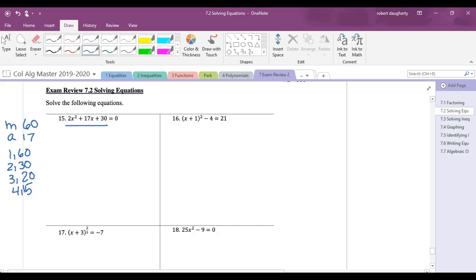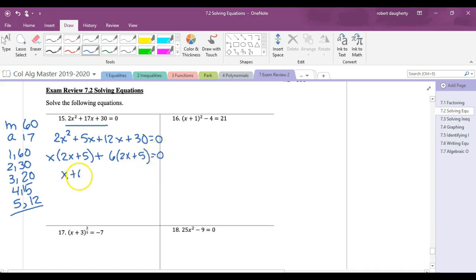So 5, look at this, 5 and 12, okay? And those are the numbers that are going to add to 17. So that I can rewrite this problem as 2x squared plus 5x plus 12x plus 30 equals 0. This is factor by grouping. x, 2x plus 5 plus, and it looks like 6, 2x plus 5 equals 0.